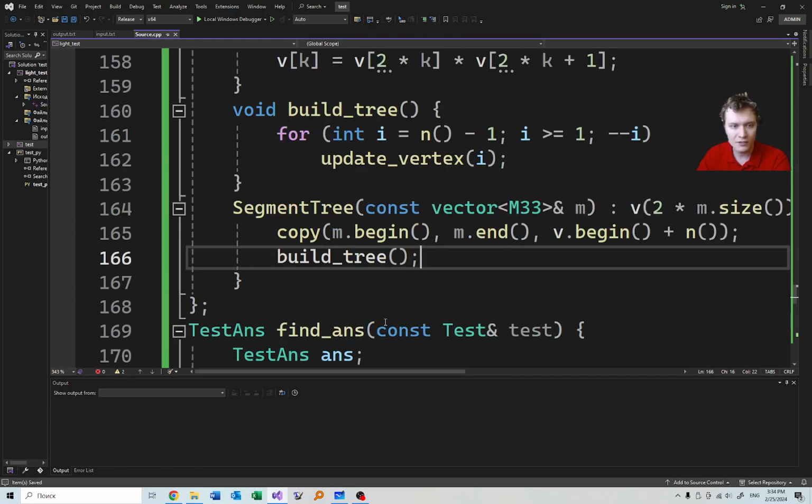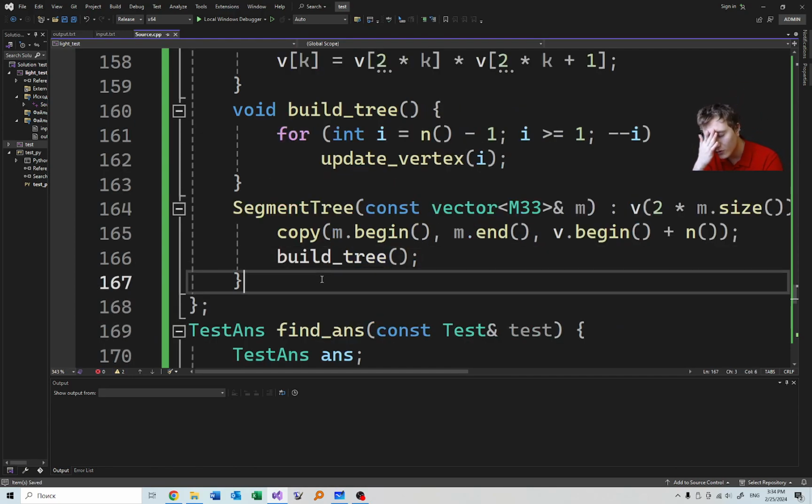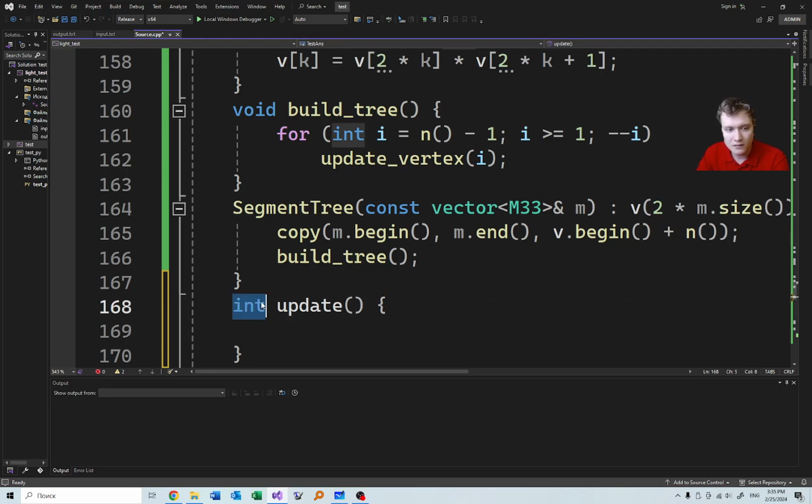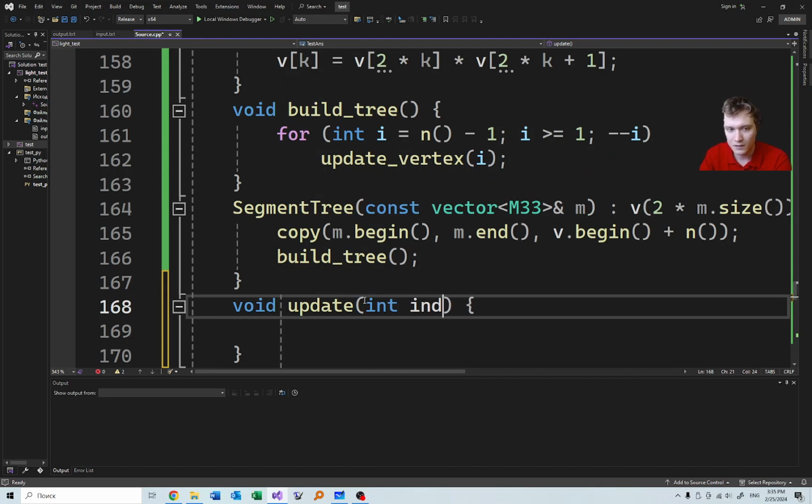and then build tree. Now we need two functions, which are prefix product and update. Let's make both of them. First of all, we need an update. Let me think. Okay, update is easy. So what do we need? We need an index and a new matrix.